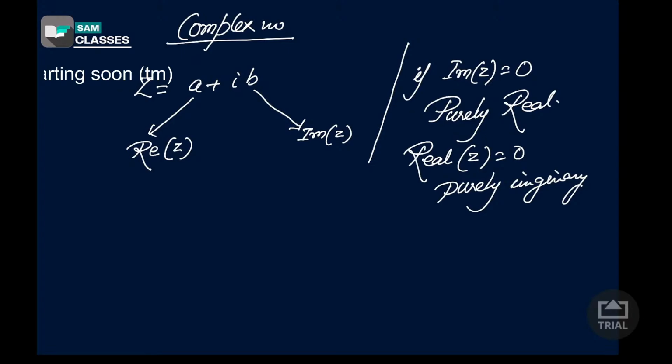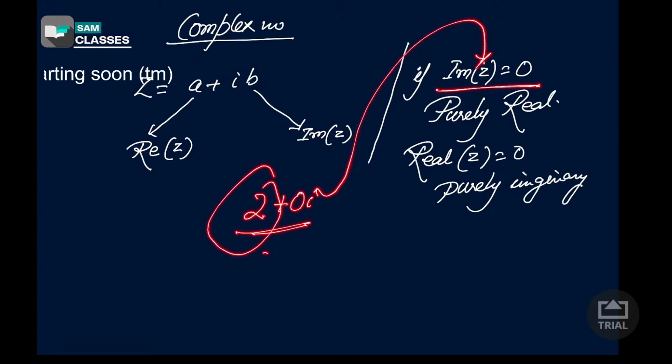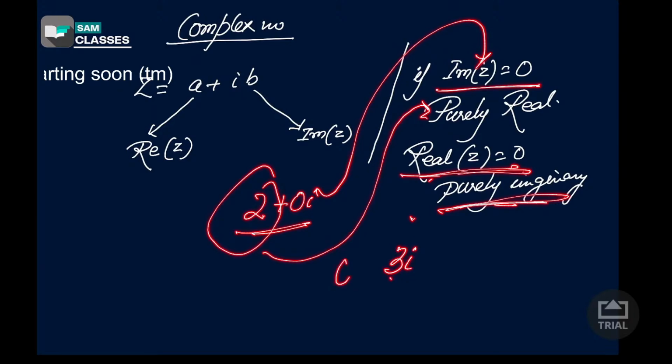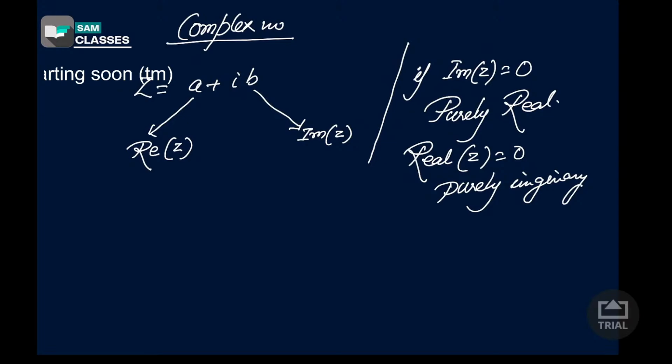Now next is, if the imaginary part is 0, meaning I have a number 2, can I write it as 2 plus 0i? So the imaginary part is 0. So it is a purely real number. Same thing with the purely imaginary: I just have 3i. So the real part is what? 0. So purely imaginary. Clear everyone?